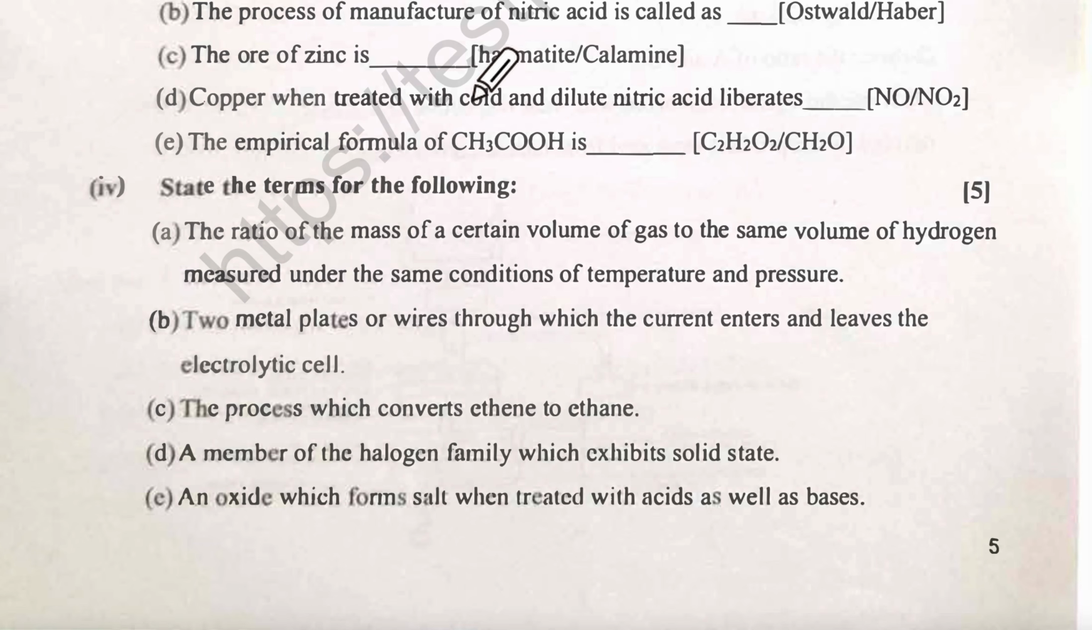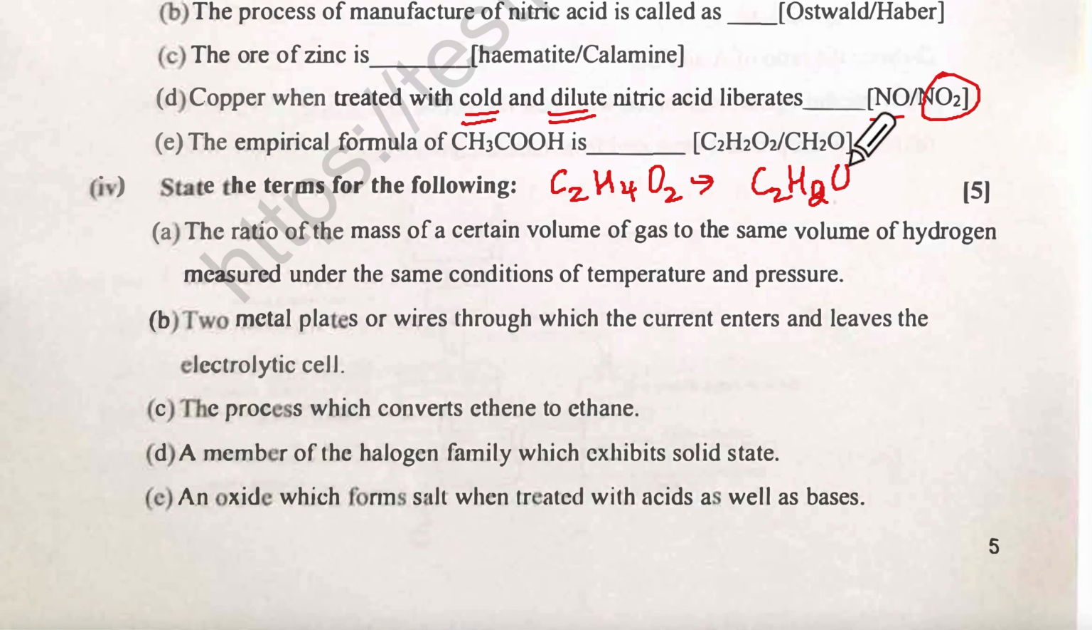Copper, when treated with cold and dilute nitric acid, liberates NO. It will be NO. If it was NO2, what would they have changed? Hot and concentrated. Empirical formula of C2H4O2. So it will be what? CH2O. C1, H2 and O. CH2O.